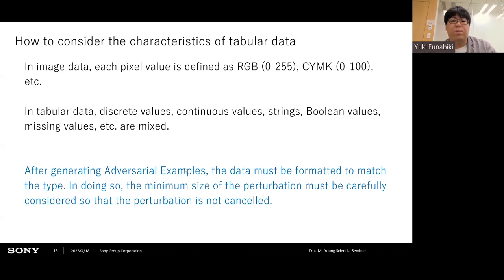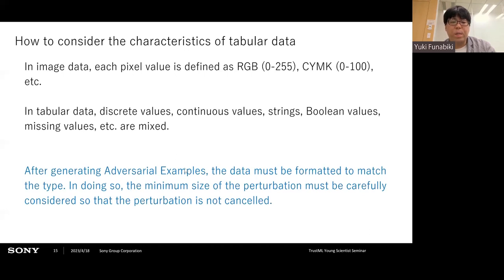So if we create adversarial examples, perhaps they are very easy to detect because the number or the perturbation is very unfamiliar compared with the other data in the same column. So after generating adversarial examples, we format the data according to these limitations.